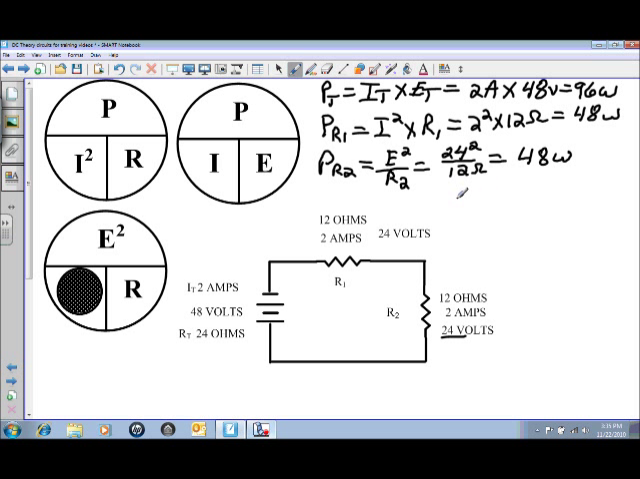And like I had said before, the total power is equal to the sum of all your individual powers in a series DC circuit. So you can prove this power total is equal to the power at R1 plus the power at R2. And I think that we can easily prove that the total power of 96 watts is equal to the 48 watts at R1 plus the 48 watts at R2.